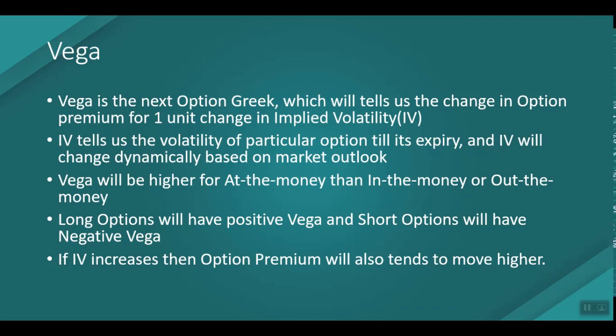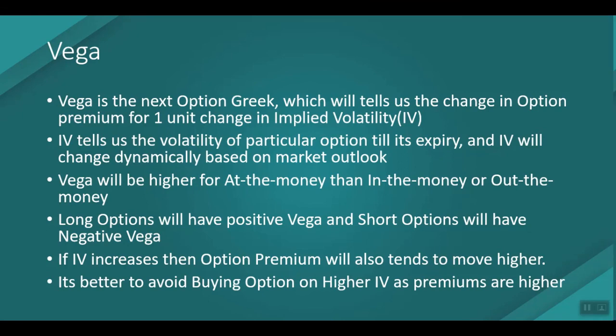Okay, if IV increases, then the option premium will also tend to move higher. So it's better to avoid option buying at higher IV, as the premiums are already high. So even if the stock is moving, the option premiums will not move much, because the premiums are already high.